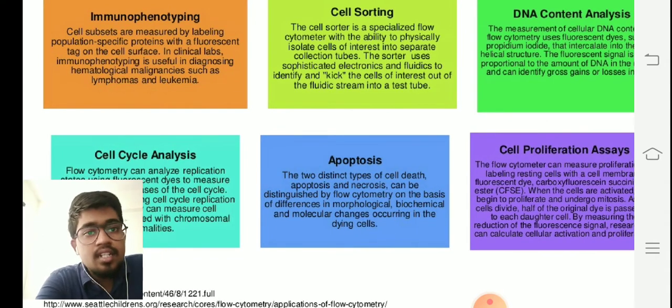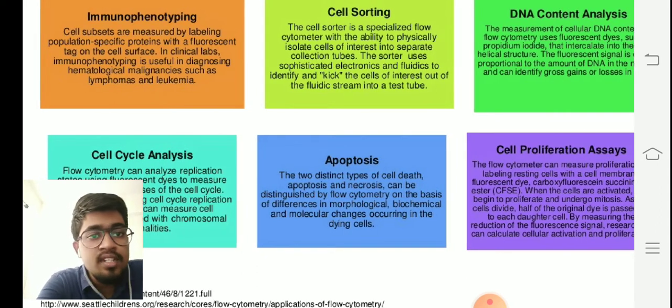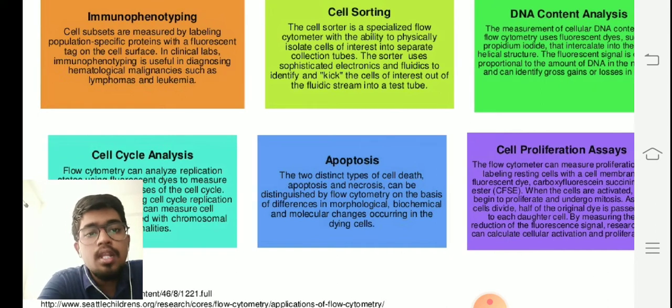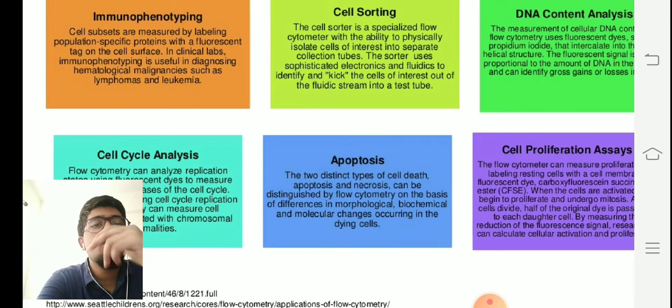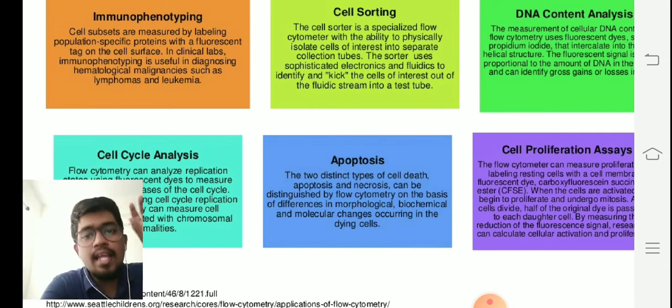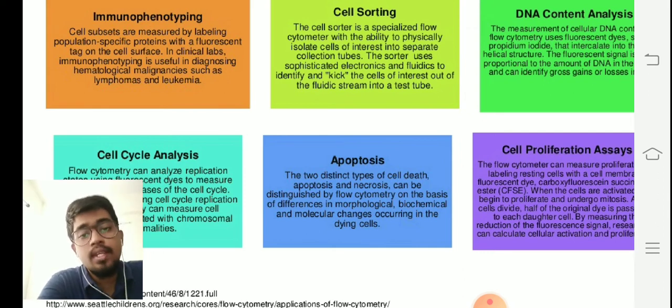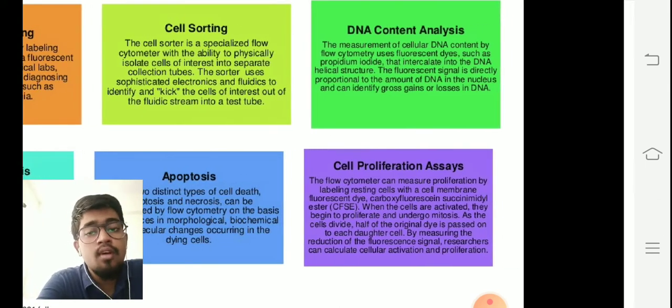The 2 distinct types of cell death, apoptosis and necrosis, can be distinguished by flow cytometry on the basis of differences in morphological, biochemical and molecular changes occurring in the dying cells. So you could see the various morphological, biochemical and molecular changes which are actually leading to death of cells, and this flow cytometry can actually help us in differentiating between apoptosis and necrosis. It's very important. And cell proliferation assays, another very important application of flow cytometry.